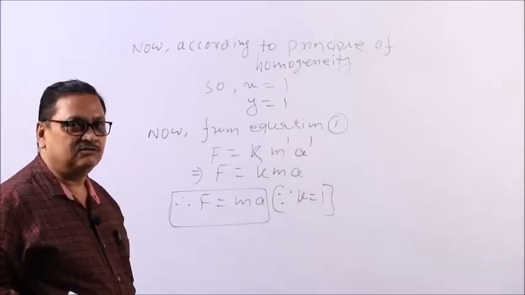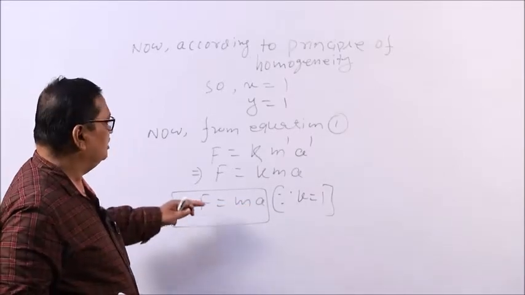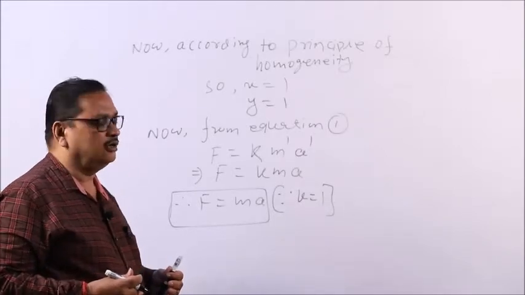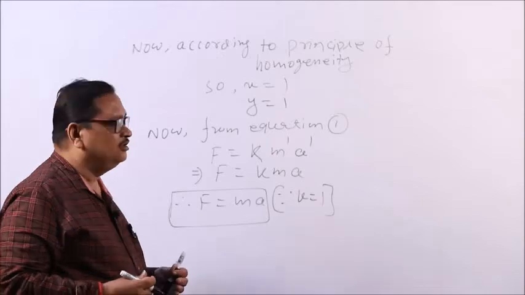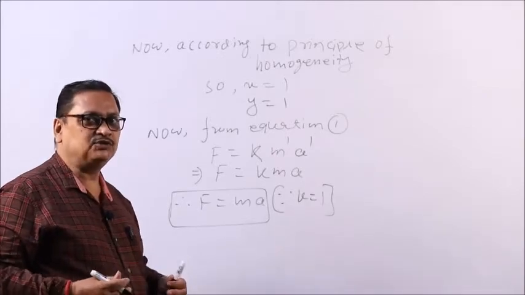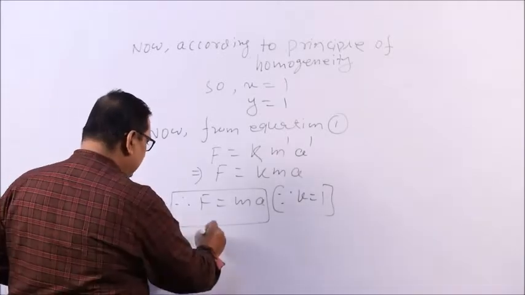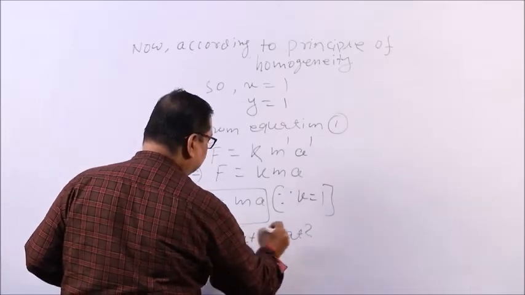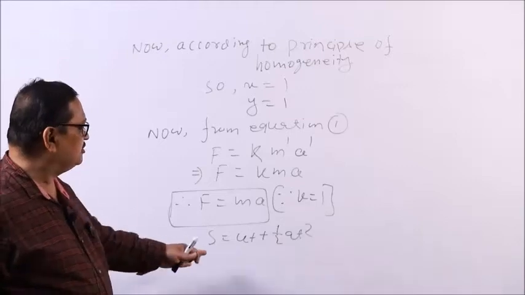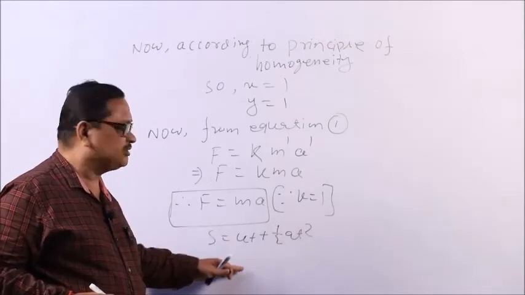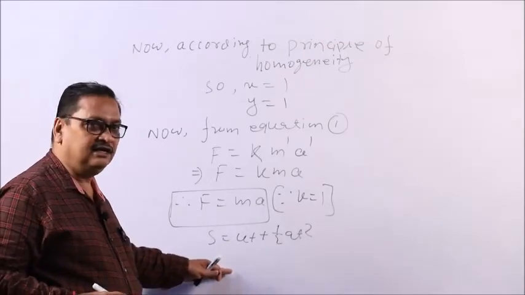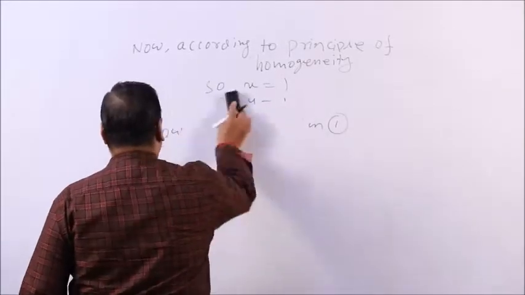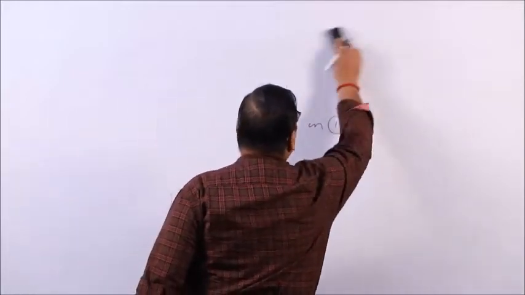So, in this way we can find out the relation between different physical quantities. Of course, there are some limitations, we cannot find out composite relations. For example, S equals ut plus half at square is a composite relation. So, we cannot find this type of relation using dimensional analysis. So, these are the applications of dimensional analysis.